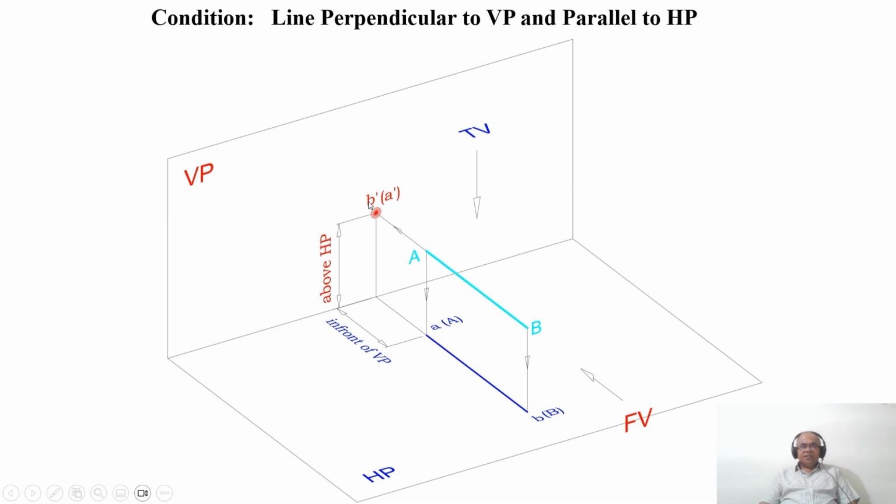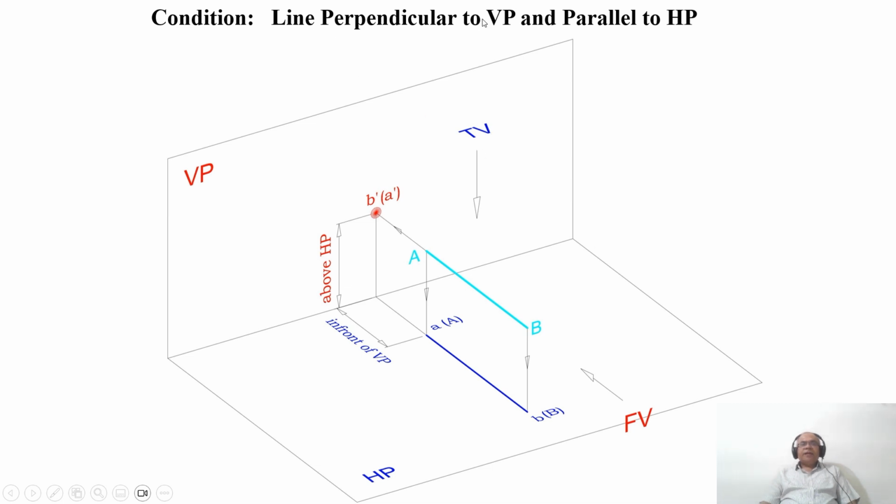Because B dash is the image of the front view, and A dash is also the image of the front view. Both are coinciding, so which is visible and which is invisible? When you look from the front view, B is nearer to the observer, so B dash is visible, and A is away from the observer, so A dash becomes invisible. So both the points B and A are above HP by the same distance.